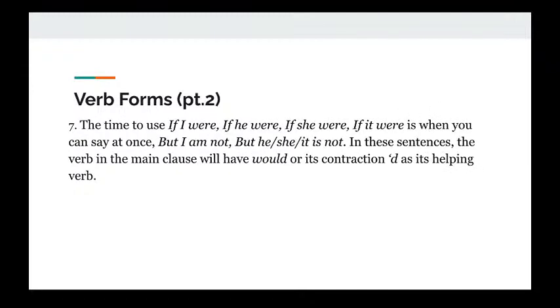I'm going to get into adverb clauses right after this slide, but the last general rule for verb forms is the time to use if I were, if he were, if she were, if it were, is when you can say it at once. When you can say, but I am not, but he, she, it is not. In these sentences, the verb in the main clause will have would or its contraction apostrophe D as its helping verb.